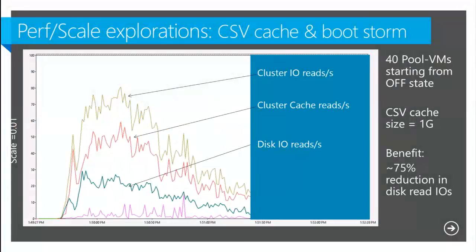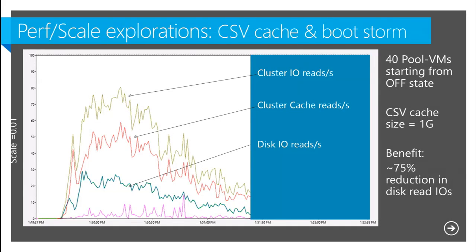Okay, so this chart is about CSV caching. Remember, we talked about the benefit of having centralized storage. Why would I pull out all, figuratively speaking, these spindles from each hypervisor, put them in a central storage, and increase my storage network? Well, because you can use CSV caching. What's the benefit of CSV caching? Here's the chart that shows the benefit.